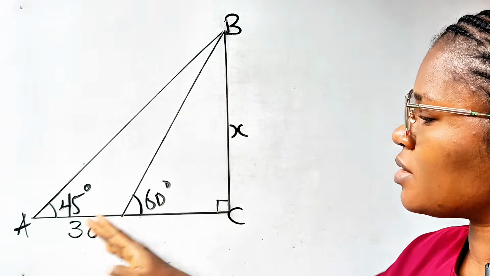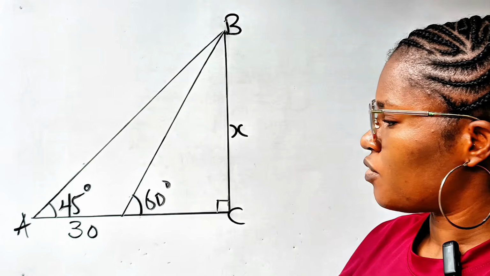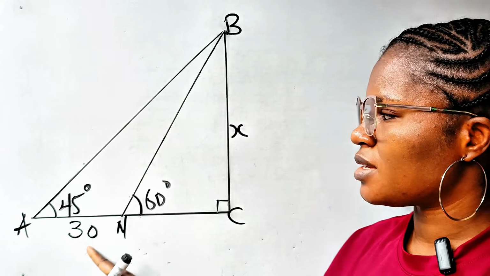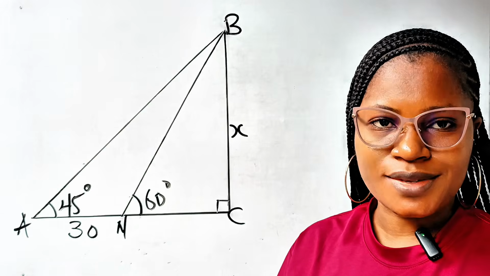So from here to here, let me call this point N. From A to point N is 30, and this is not drawn to scale.